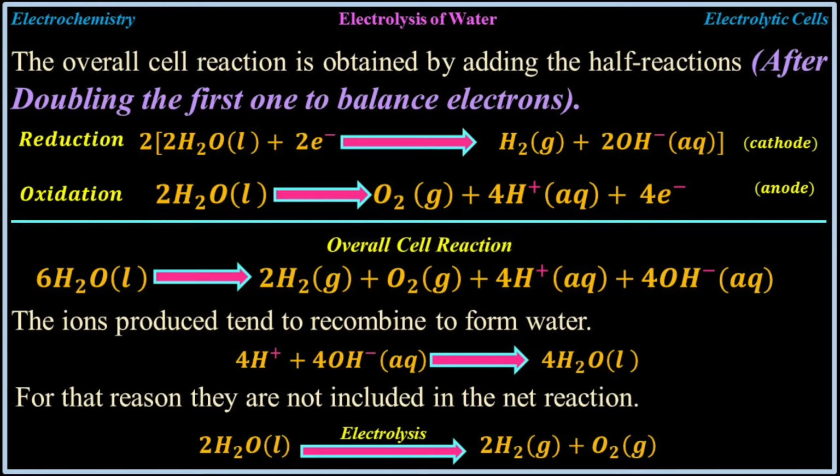The overall cell reaction is obtained by adding the half reactions after doubling the first one to balance electrons. I won't read them, but there are the equations, and you end up with 6 moles of water going to 2 moles of hydrogen gas, 1 mole of oxygen gas, plus 4 hydrogen ions and 4 hydroxide ions. The ions produced tend to recombine to form water. So 4 hydrogen ions plus 4 hydroxide ions yields 4 water molecules. For that reason, they are not included in the net reaction of 2 moles of water yields 2 moles of hydrogen plus 1 mole of oxygen.